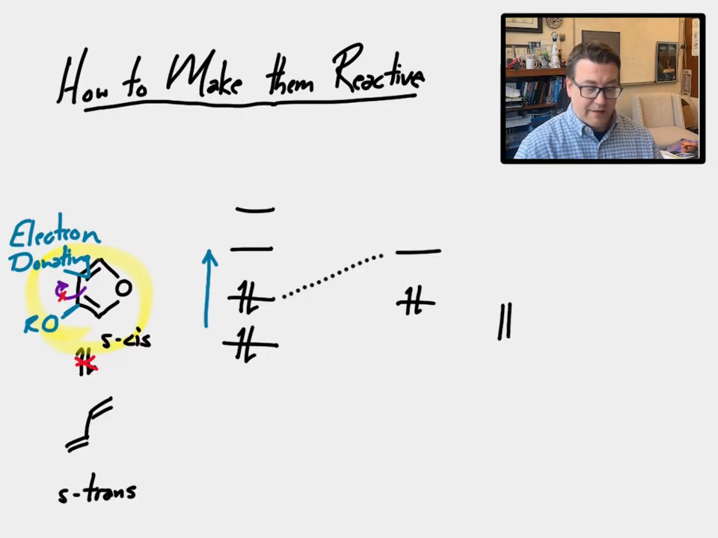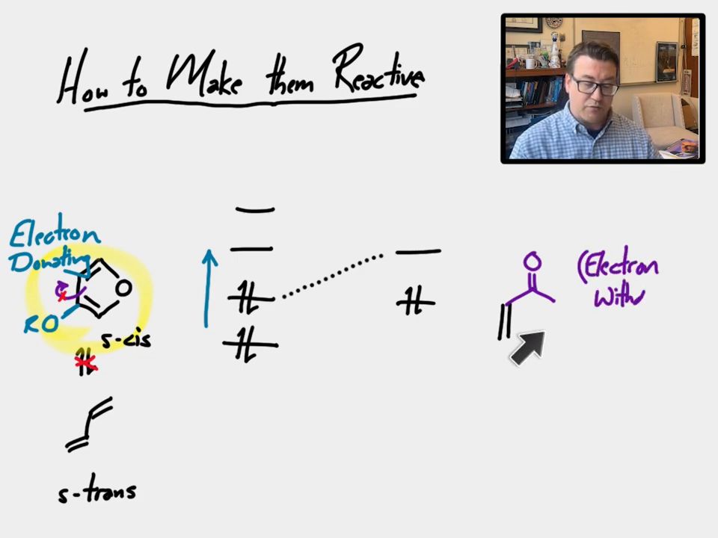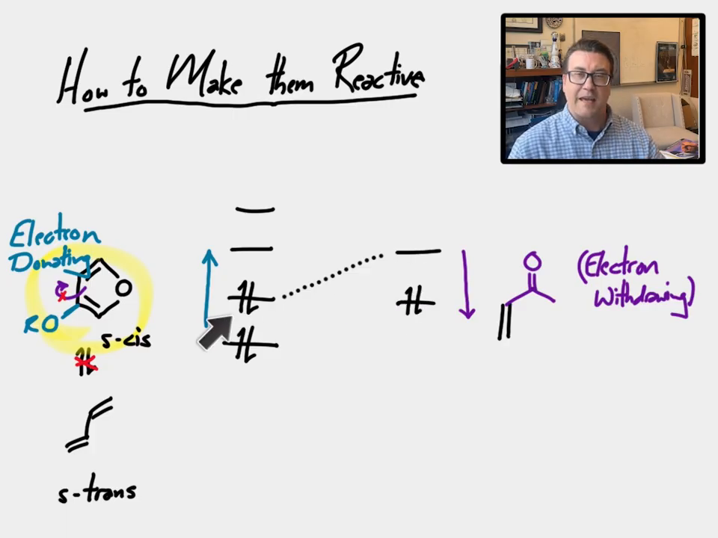If we look now on the dienophile side, if we have a simple dienophile, ethylene is not terribly reactive. But if we put an electron withdrawing group on this, that's going to lower the energy of these electrons, or of these orbitals, and by lowering these energy levels, they're going to be closer in energy to the diene, and the closer they are in energy, the better the reaction, or the faster the reaction.